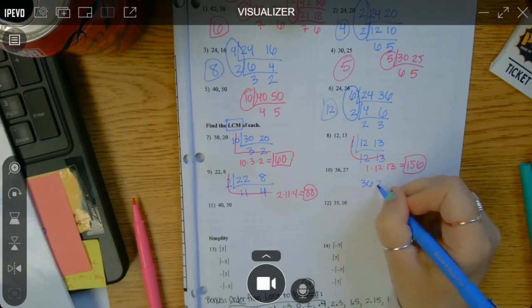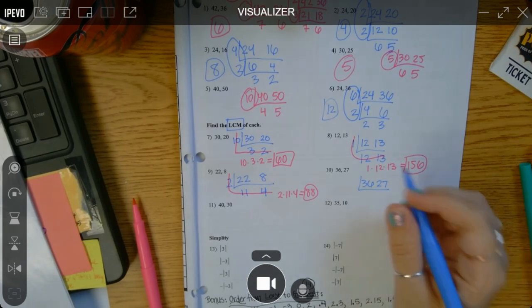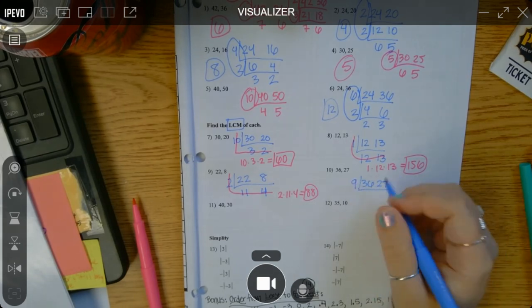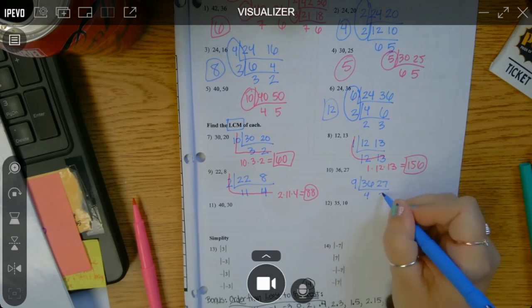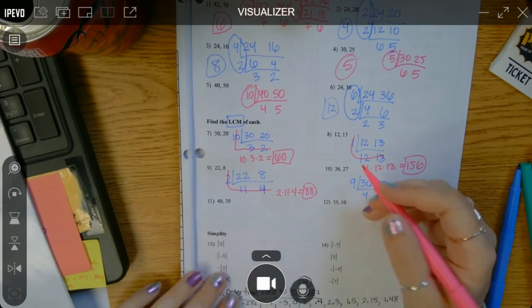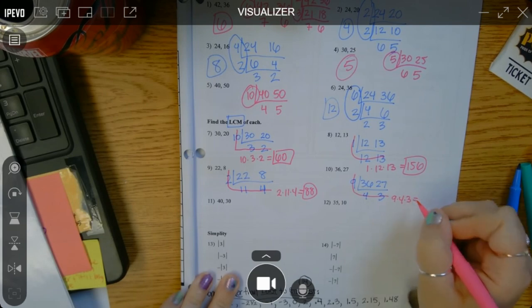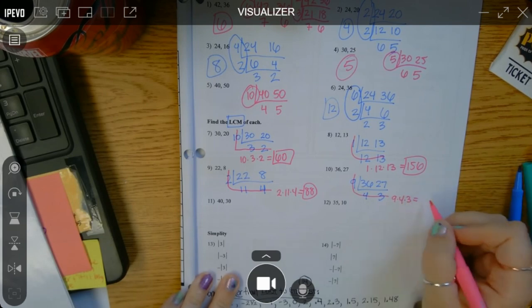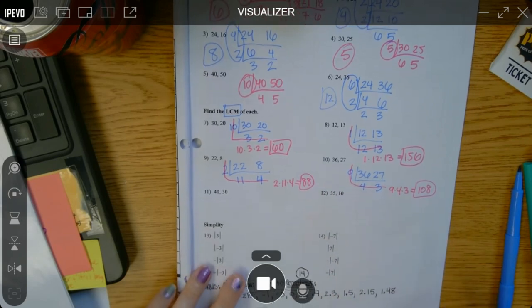Now you have 36 and 27. What can go into 36 and 27? I see 9. 9 times what is 36? 4. And 9 times what is 27? 3. Can anything go into 4 and 3? Nope. So you're done. Do the L for LCM. Okay, 9 times 4 times 3. Well, 4 times 3 is 12. 12 times 9 is 108. So that's the smallest number that both of those can multiply to become.